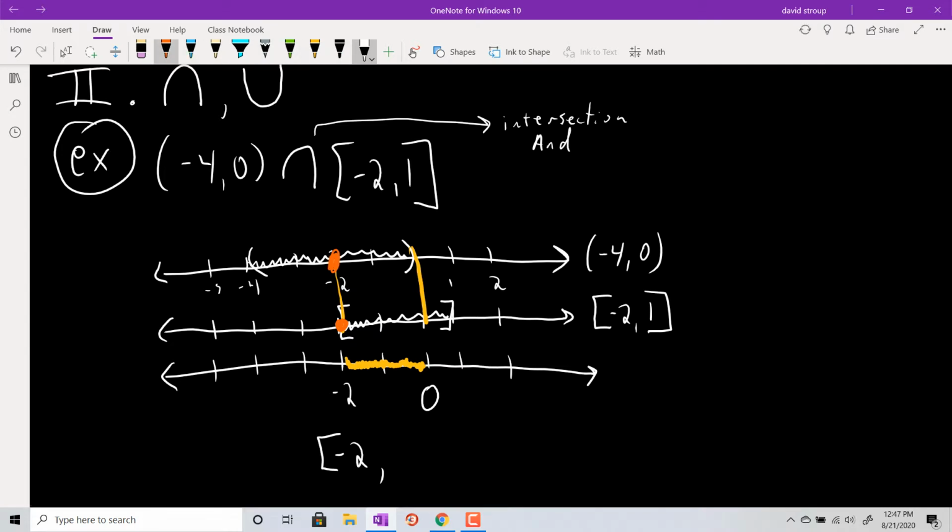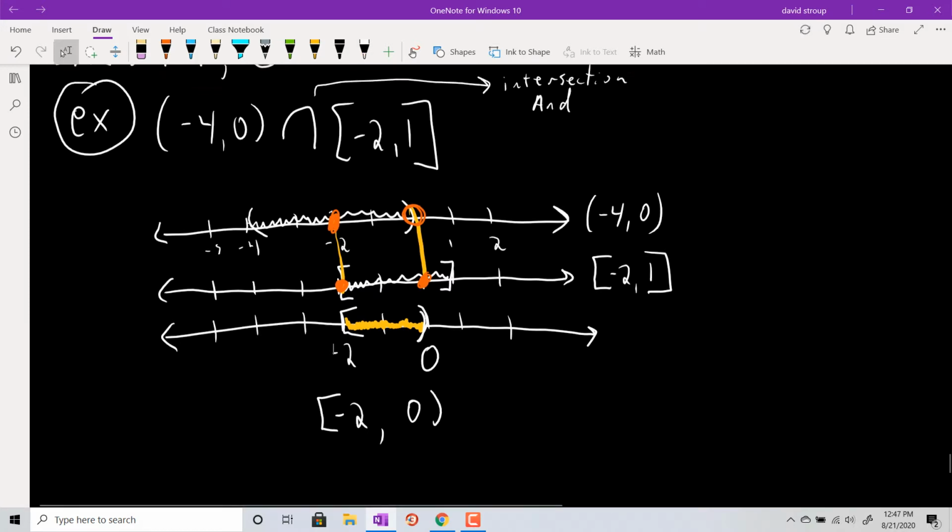Well, this time it's in the second interval. It's within that interval, so it's definitely in the interval from -2 to 1, but it's not in the interval from -4 to 0. Okay, so we can't include that in the intersection. It would have to be in both for it to be included. So we'll have to use a parentheses on the other endpoint. Okay, so that's the intersection.